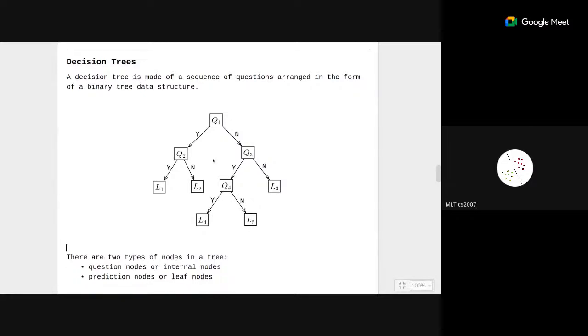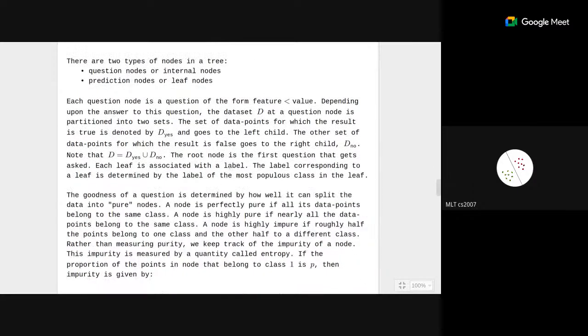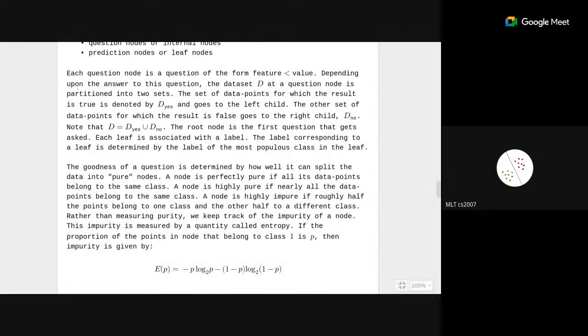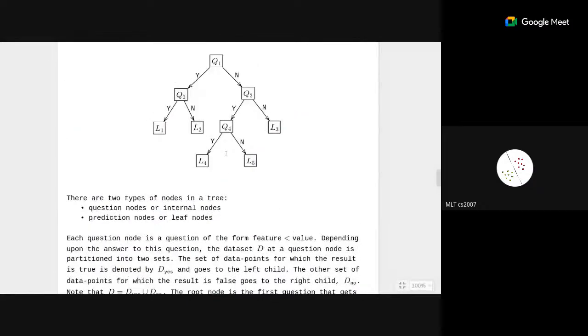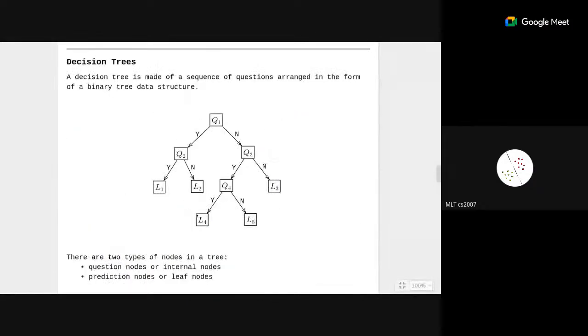Okay, so that is the general structure of a D-tree. Now there's too much text here, so don't even try to read this. So typically what happens... I have a question in this. The Q1 node is called the root node and also the internal node, right? Yeah, it's an internal node. Additionally, it's also the root node.